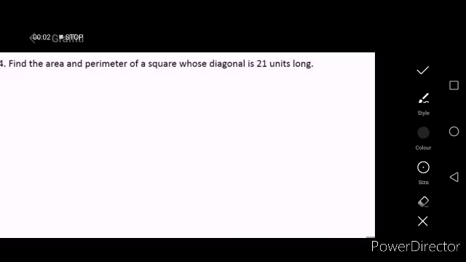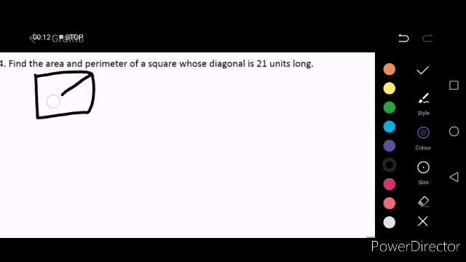Find the area and perimeter of a square whose diagonal is 21 centimeters long. Okay, so we have a square. Let's draw a square. At anong diagonal natin? 21 units. Okay? Anong kailangan natin hanapin? Area tsaka perimeter. And we all know we cannot solve for the area and perimeter if we don't know the side.